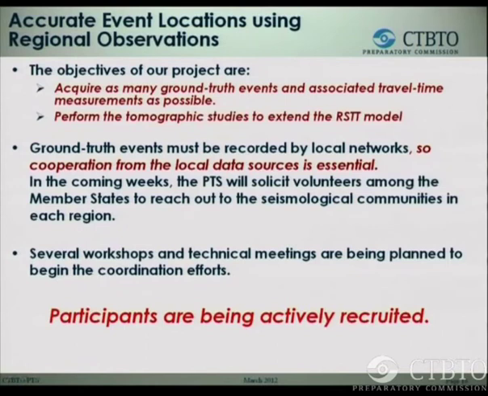So the PTS is initiating a project to collect more data in target regions, which include Africa, South and Central America, and Australia and Southeast Asia. Note that there are two parts to this. One is the acquisition of ground truth events, and the other one is to perform the tomographic studies. We would like to point out that there is individual and interdependent value in both parts of the project. Ground truth data is valuable in its own right to help calibrate seismic measurements.